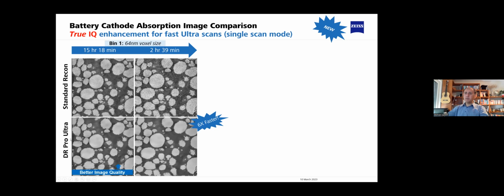While using the Deep Recon Pro for the Ultra, we can improve the image quality while keeping the scan time constant. On the other hand, we can decrease the scan time dramatically while keeping the quality. And please also compare the standard reconstruction using the full number of projections with this one, which is the AI-based reconstruction, even 6 times faster.